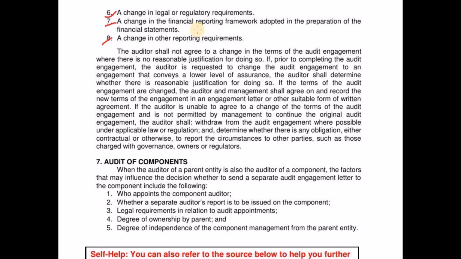The auditor shall not agree to a change in the terms of the audit engagement where there is no reasonable justification for doing so. If, prior to the completing of the audit engagement, the auditor is requested to change the audit engagement to an engagement that conveys a lower level of assurance, the auditor shall determine whether there is a reasonable justification for doing so.